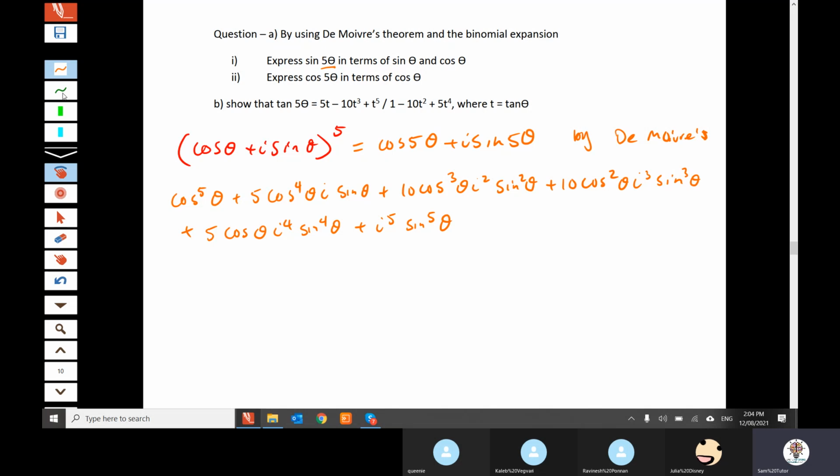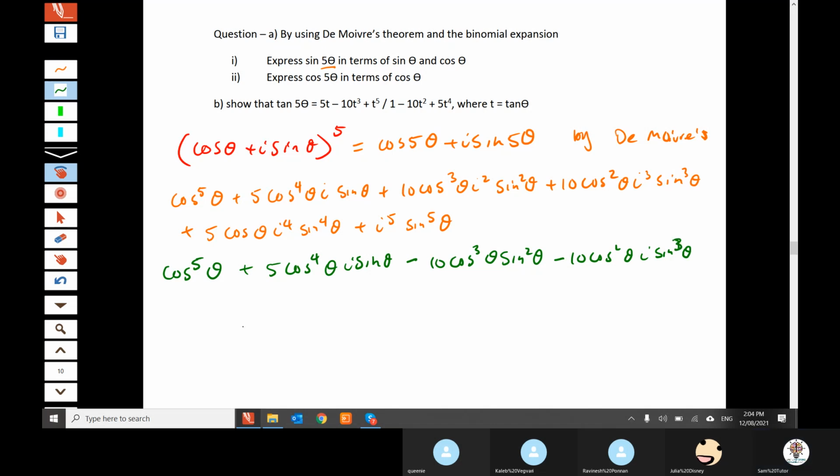Just so that we can make sure what's real and what's imaginary, I'm going to rewrite all of that again. Cos to the 5 theta plus 5 cos 4 theta I sine theta minus 10 cos cubed sine squared minus 10 cos squared I sine cubed plus 5 cos theta sine to the 4 plus I sine to the 5.